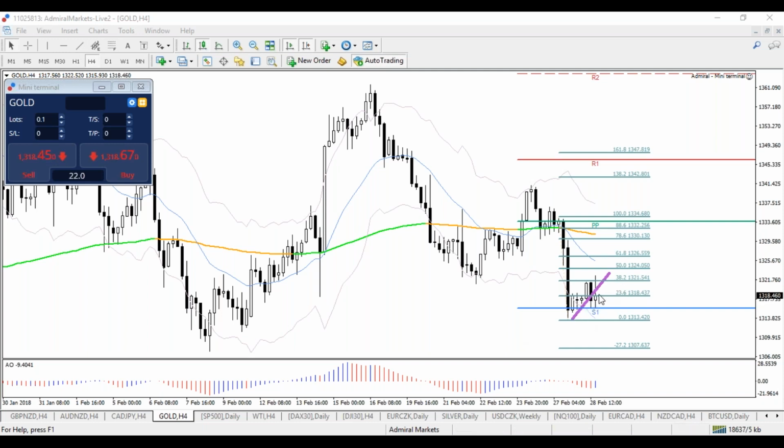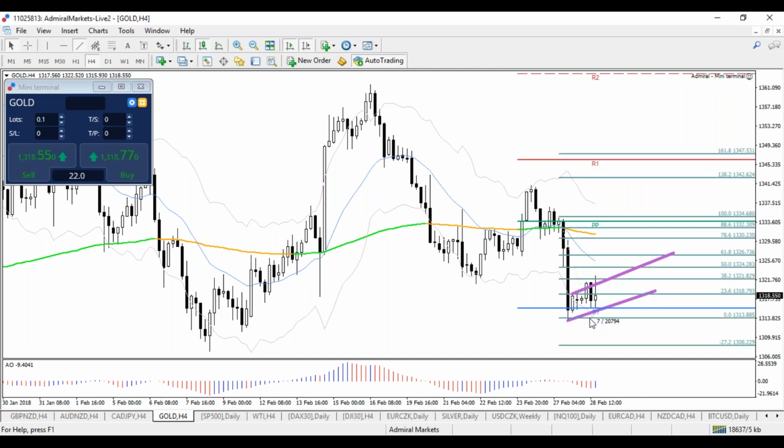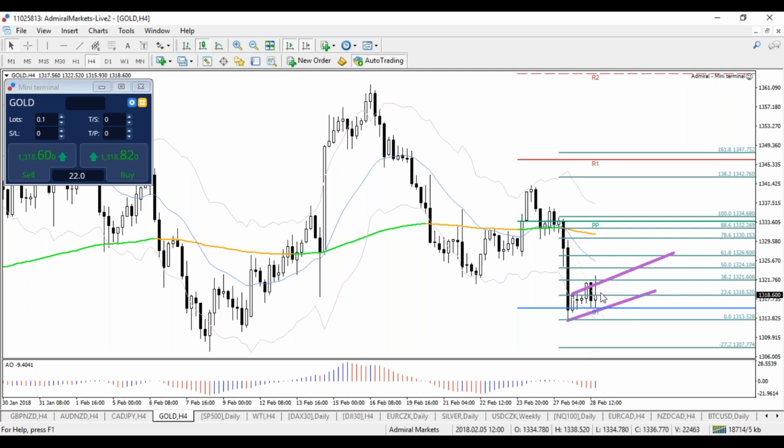But this correction could expand to the 50 fib and make like a bigger bear flag. That's one of the risks I think that is on the table here. I would probably rather wait for this flag to expand a little bit, but otherwise it could be a good bear flag for downside.